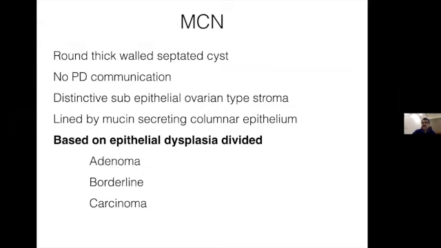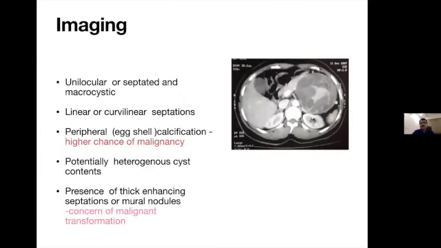There will be a characteristic ovarian type of stroma in mucinous cystic neoplasm, and they are all lined by mucin-producing high columnar epithelium, long columnar cells. Based on the epithelial dysplasia, they are divided into adenoma, borderline tumor, and carcinoma. So the imaging will show a unilocular or septated or macrocystic appearance. Sometimes there will be curvilinear calcification or peripheral eggshell calcification.